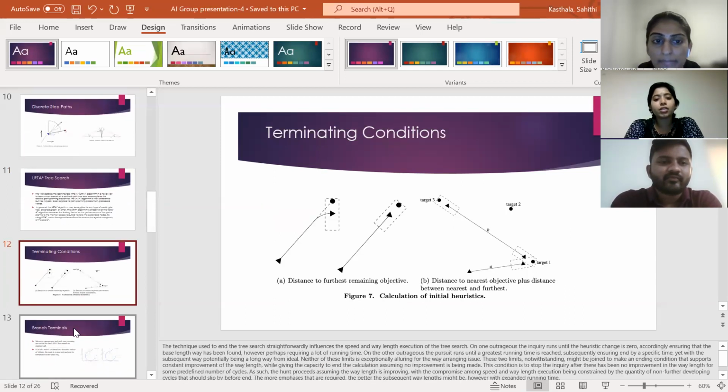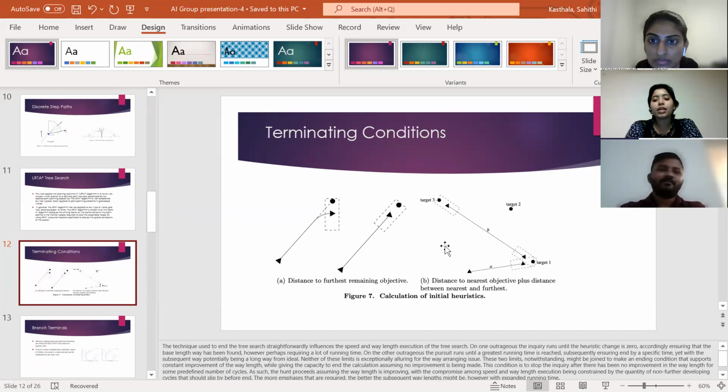Terminating conditions are the first. In the first picture, we can see the distance to the furthest remaining objective, and in the second picture, we can see the distance to the nearest object plus the distance between the nearest and furthest. It is a calculation between the initial object and the final object. Here we can see target 1, target 2 and target 3, and from target 1 to target 3, this is the final destination.